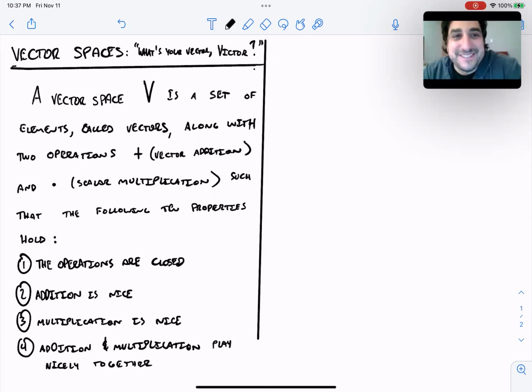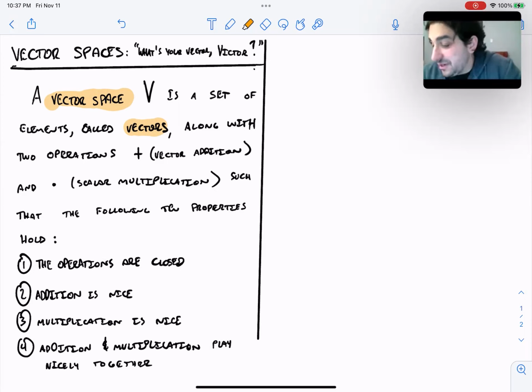Vector spaces. These are the main objects of linear algebra that we study. What is a vector space? A vector space is the term we're defining. A vector space, V, where V is our name for this vector space, is a set of elements called vectors. Vectors are the particular elements in this collection, this set that we're calling a vector space.